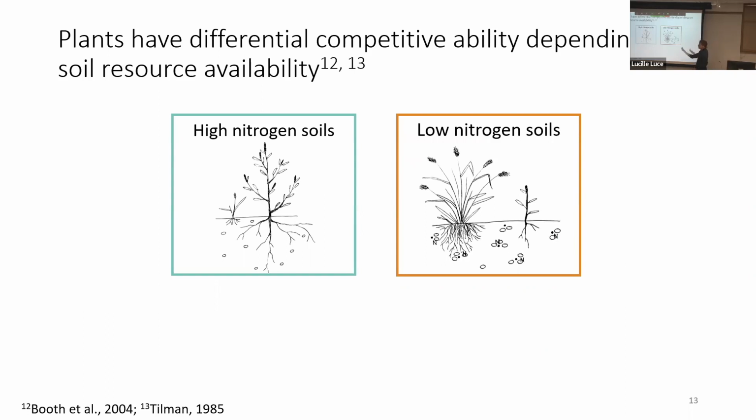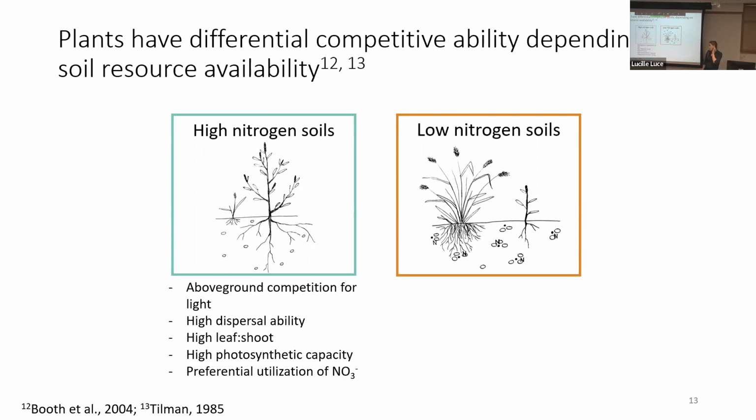So we would imagine that some plants would grow better in high nitrogen soils and some plants would grow better in lower nitrogen soils. And from the literature and from research, people have noticed general trends that in high nitrogen soils, we often have plants that are better at competing for light. They have higher dispersal ability. They have higher leaf to shoot ratios, and they have higher photosynthetic capacity and may be able to grow faster.